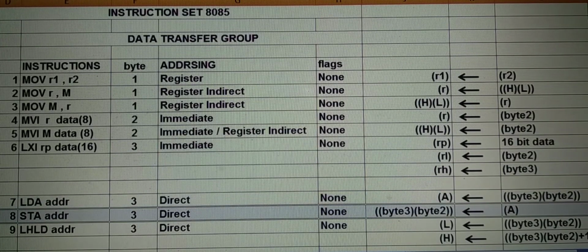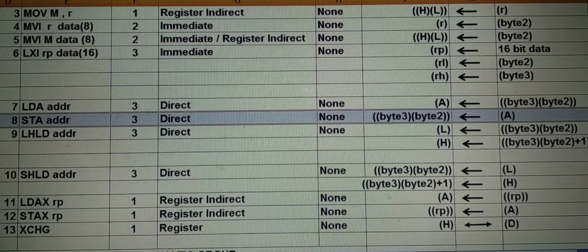Next, STA, where S means store. Store the content of the accumulator to a memory location, and that memory location is given by the second and third bytes of the instruction, therefore the addressing mode is direct.